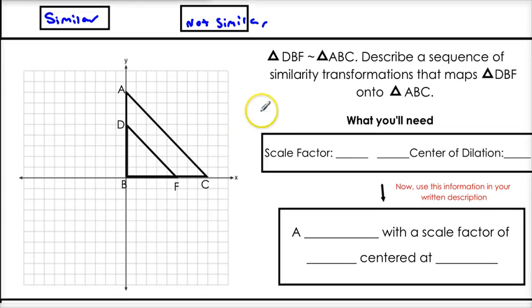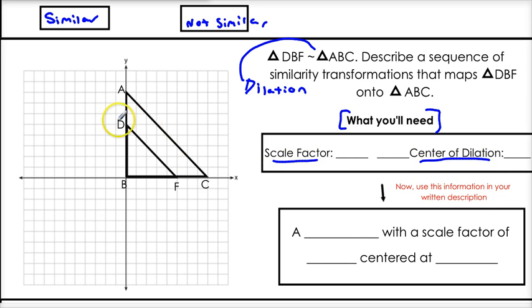Let's try it out. So triangle DBF, this guy right here, is similar to triangle ABC. Describe a sequence of similarity transformations that maps triangle DBF onto ABC. Well, it looks like if I dilate this guy, I could probably map it onto it. Right? Well, I agree with you. So we're going to use a dilation, that's for sure, because these two are similar. If they're similar, then I know I need a dilation to map them onto each other. All right? But there's two things you need to know. You'll need to do a similarity transformation. You need to know the scale factor that you're using, and you need to know the center of dilation.